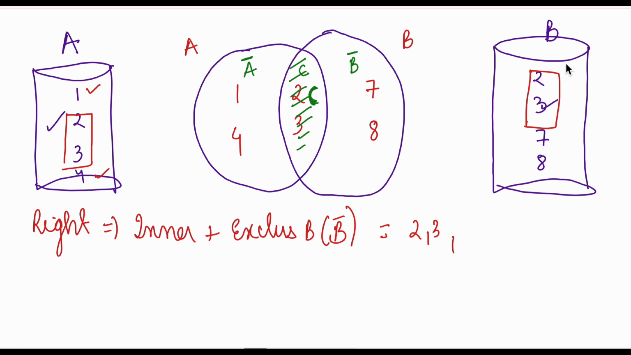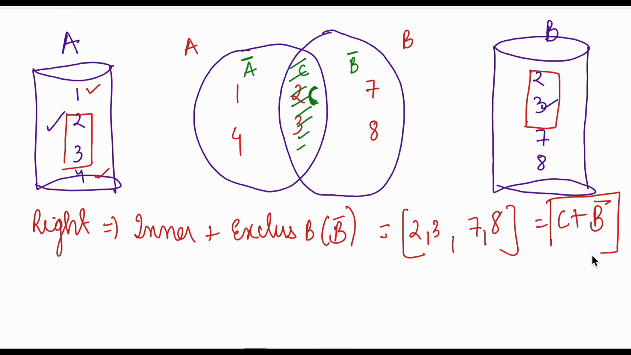And what part is exclusive to B? It is 7 and 8. So this will be equal to C plus B hat. Remember this part always.